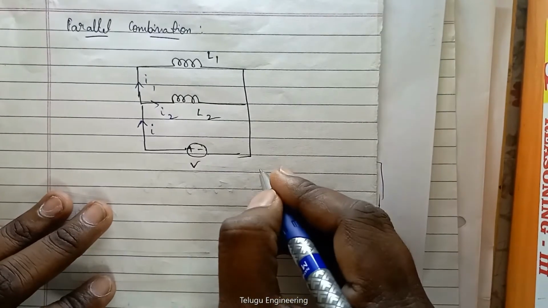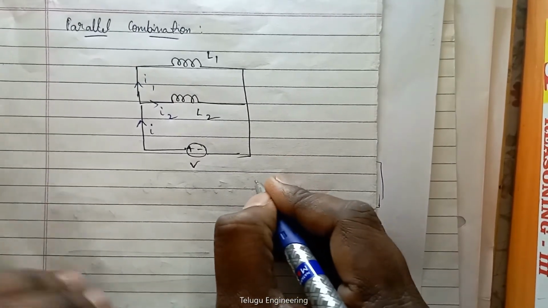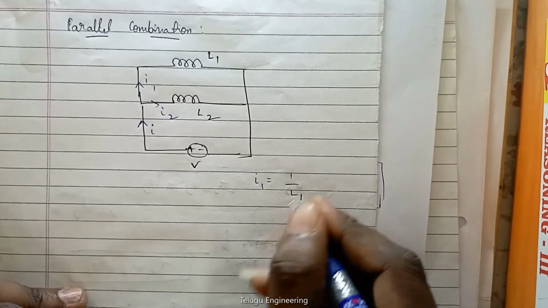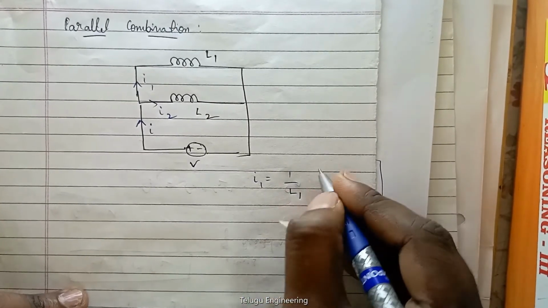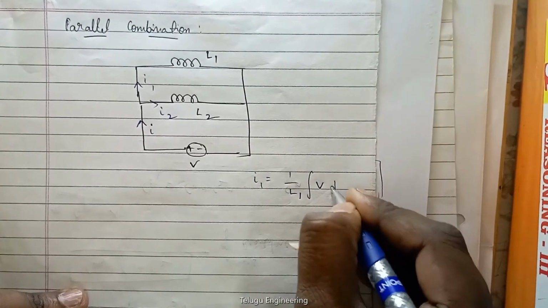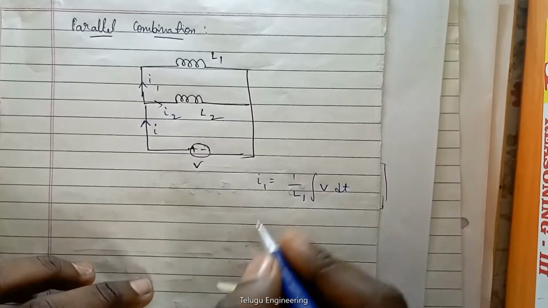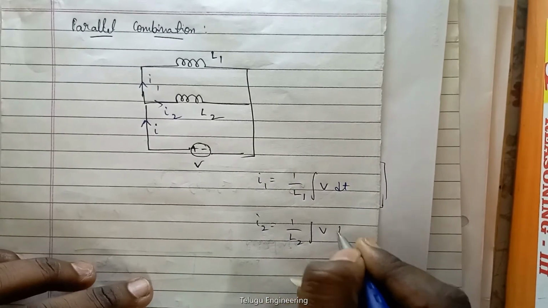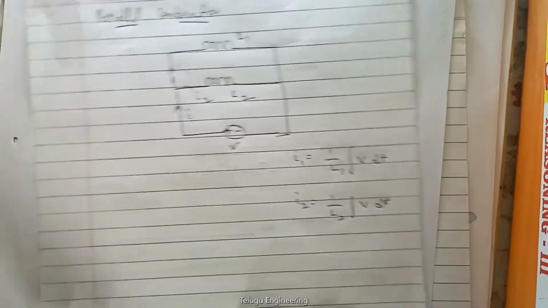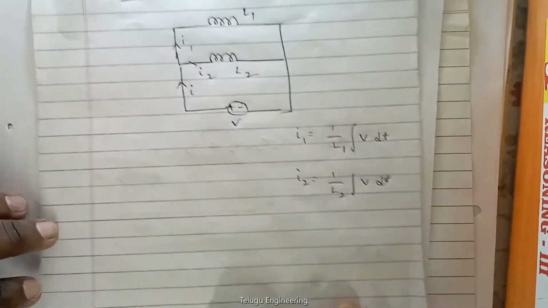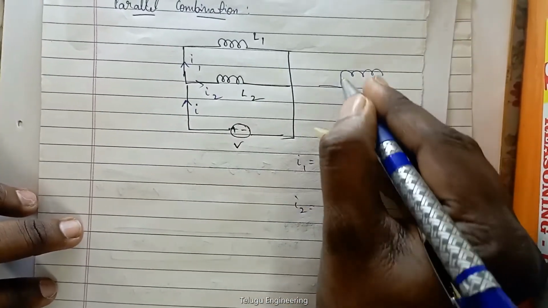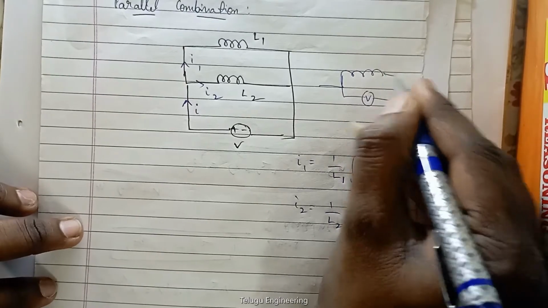And we already know how to write current in terms of inductance. How can you write I1 equal to 1 by L1, okay, 1 by L1 integration of V dt. Similarly, I2, how do we write I2? 1 by L2 integration of V dt, right, okay. In terms of these two, if they are connected as an equivalent, like this form, if it's going to be in this form, what happens?